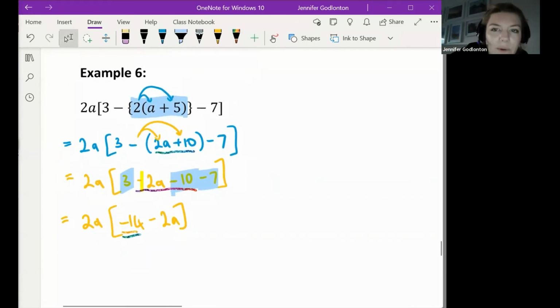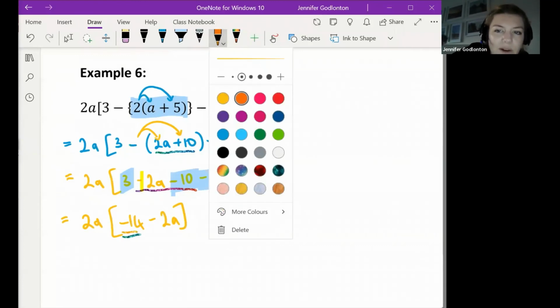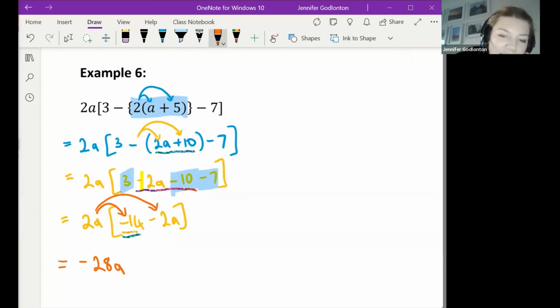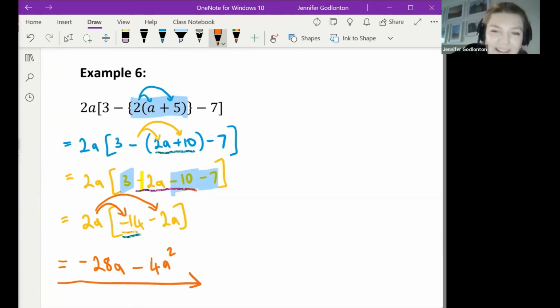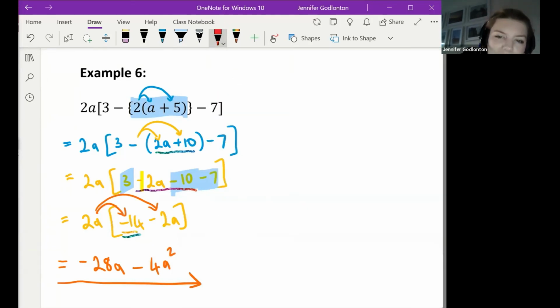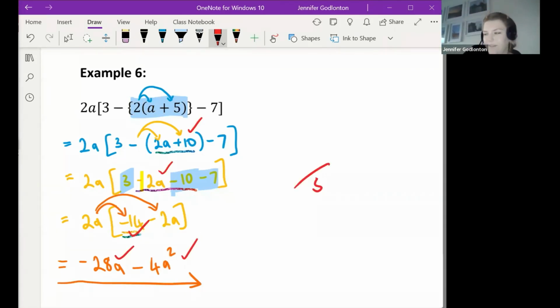And then our last step, all we have to do is bring in this 2a into both. So we're going to say 2a times negative 14, that's going to give us negative 28a, and we're going to have negative 4a squared. Let's give this a mark to get an idea of where everyone is. Let's say 1 mark, 2 marks, 3 marks, 4 marks, 5 marks. How did we do out of 5?